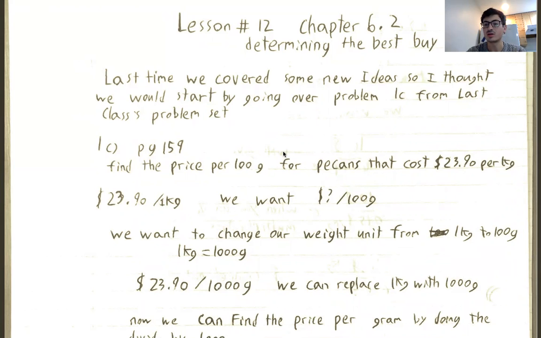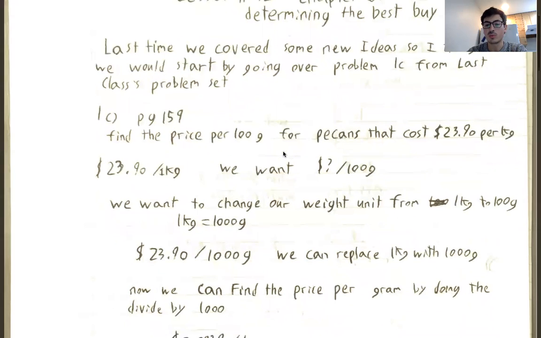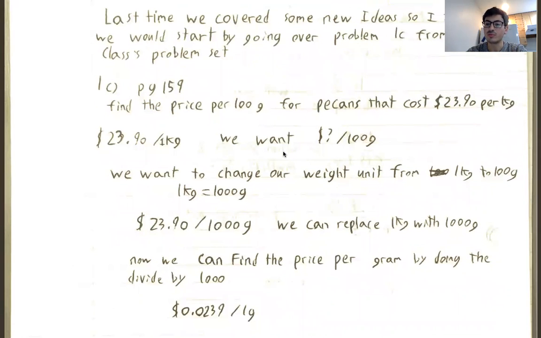$23.90 per kilogram, so that's going to be divided by 1 kilogram. And we want to find the price per 100 grams. So the first thing we want to do is get our units to be the same. Initially we have price per kilogram and we want it to be price per gram. So let's convert our kilograms to grams.